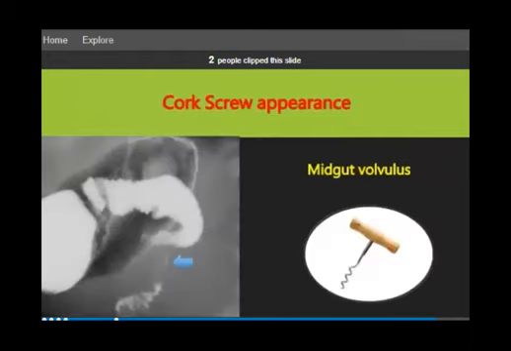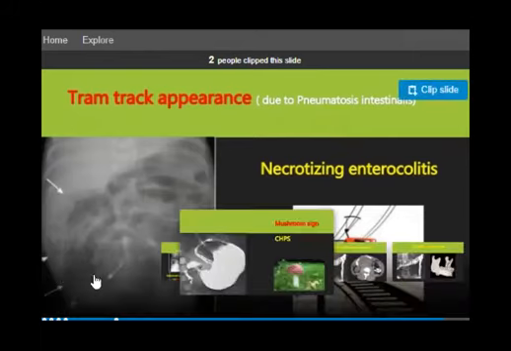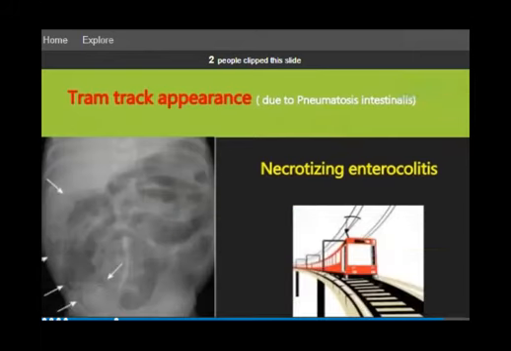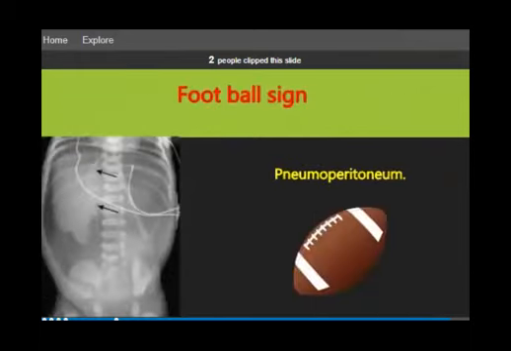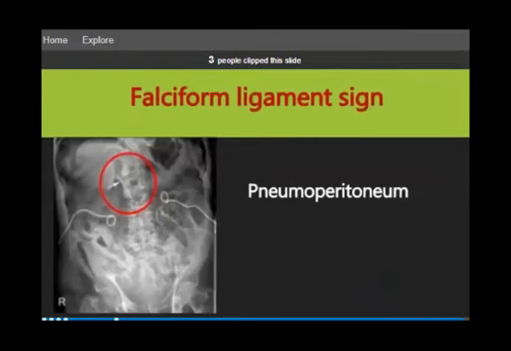Midgut volvulus, corkscrew appearance, tram track sign. Is it? I'm quicker. If there is anyone missing anything, you can just repeat. Necrotizing enterocolitis, tram track appearance due to pneumatosis intestinalis. Yeah. Okay. Football sign, pneumoperitoneum. There are many signs of pneumoperitoneum. So this is one of them. Football sign. And triangle sign, again pneumoperitoneum. Falciform ligament sign.